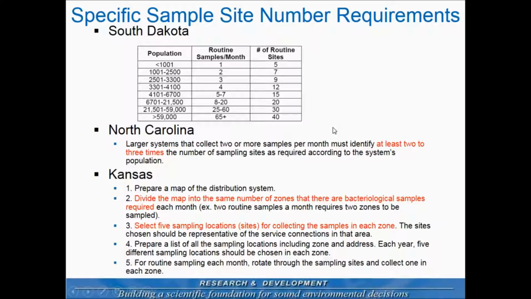North Carolina had language that listed at least 2 to 3 times the number of sampling sites as required according to the system's population. Kansas had some instructions to divide the distribution map into a number of zones, the same number of zones as bacteriological samples required, and then select 5 sites within each zone. However, the last step says rotate through the sampling sites and collect 1 in each zone. So you have a lot of sites, but the number of samples per month would be equivalent to the number of samples you're required for TCR, so that's 1-to-1.